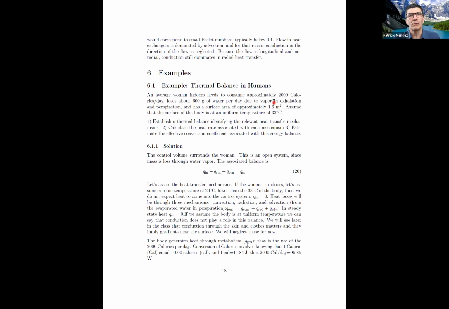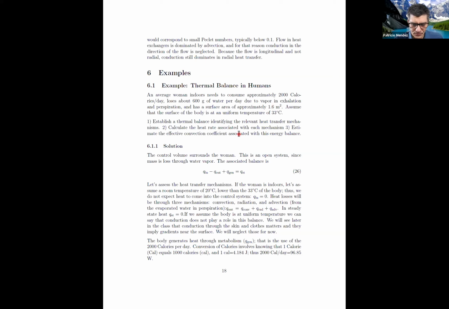Also, we know that the average surface area of a woman is 1.6 meters squared. For a man, it's a little bit more, right? And we also know that although our body temperature is about 37 degrees, the skin is a little bit colder, and on average is more or less 33 degrees C. All these things we know, right? If you go to papers, there is lots and lots of information about human bodies.